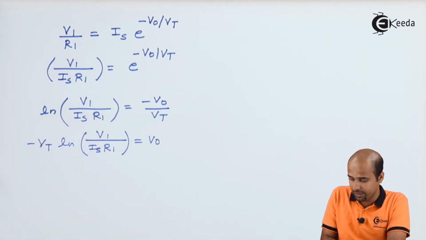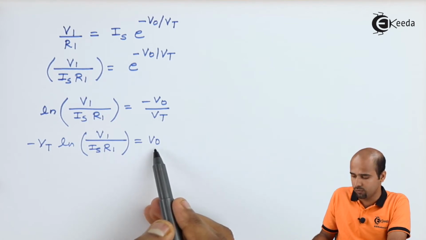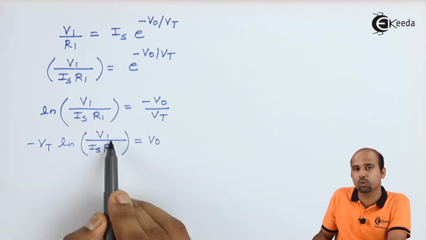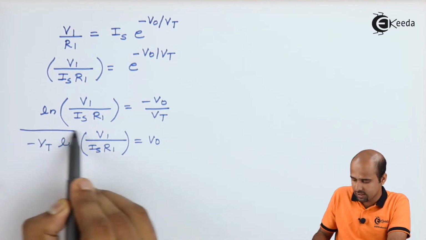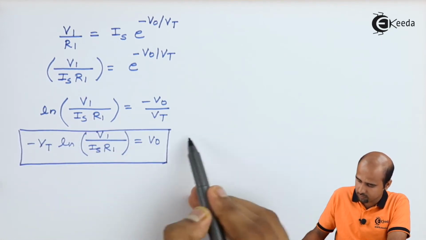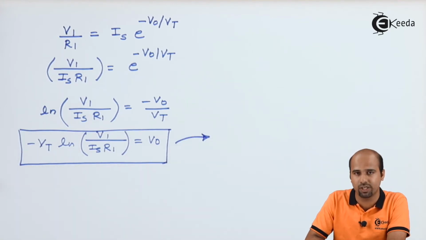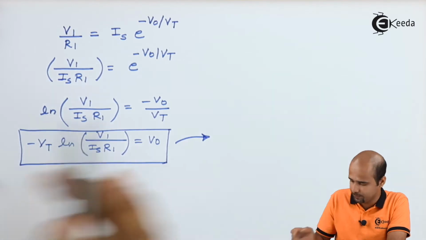Now here I will be getting that the output voltage is in the form of log of input voltage, and that is why this is the expression which gives you the effect of log amplification, that means compression.